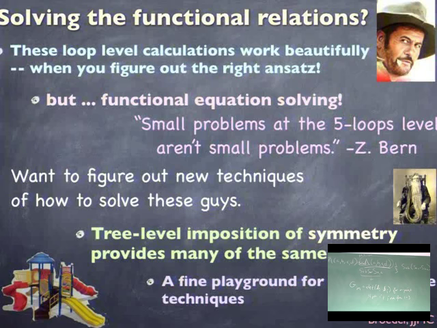With your indulgence, I'm going to do the same thing for 5 points as well. So the result is sort of interesting. The reason I'm doing this at tree level is because I really want to show you how to do these things at loop level, but it's too tiring to do it on a board or even too confusing to do in some sort of slide presentation. But it's exactly the same. So what was the ansatz? And for this guy.